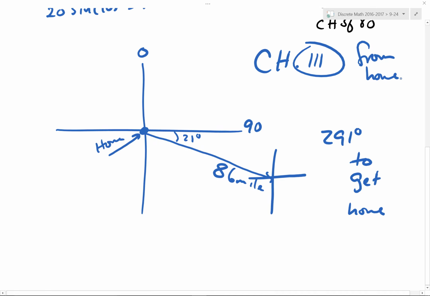Now, Mr. Groom, I see down here, this is 90, this is 180, this is 270. Are you saying that 21 is there and there? I didn't say it.